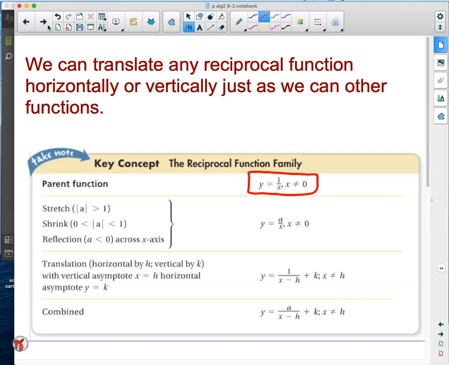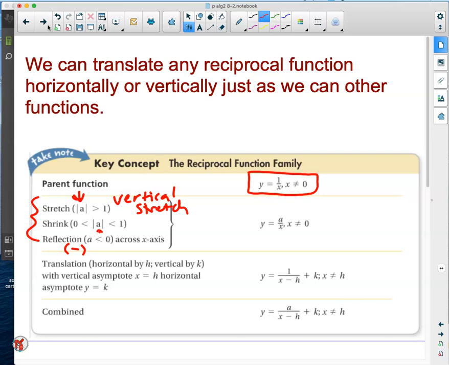So you're going to see here that they're talking again about vertical stretches and shrinks and any reflections. And that information comes from a. So if a is negative, then we'll have a reflection across the x-axis. So instead of being in first and third quadrants, it'll be in second and fourth quadrants when we graph it. And if the absolute value of a, without a negative on it, is greater than 1, that is a vertical stretch, just like it always has been.